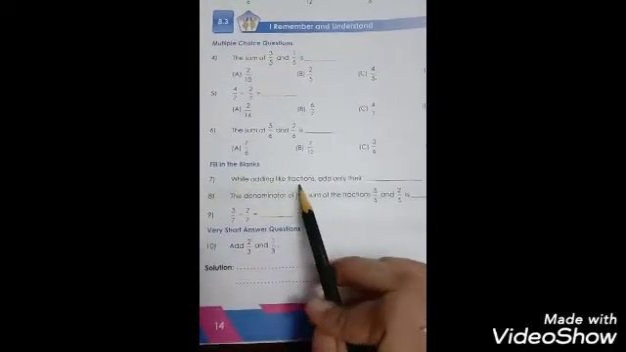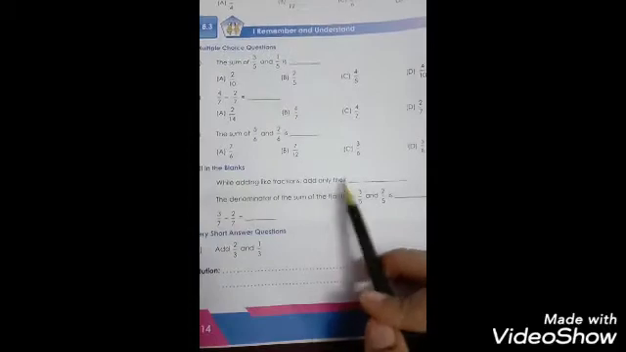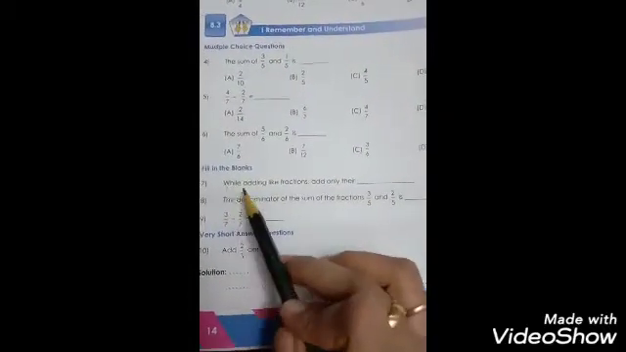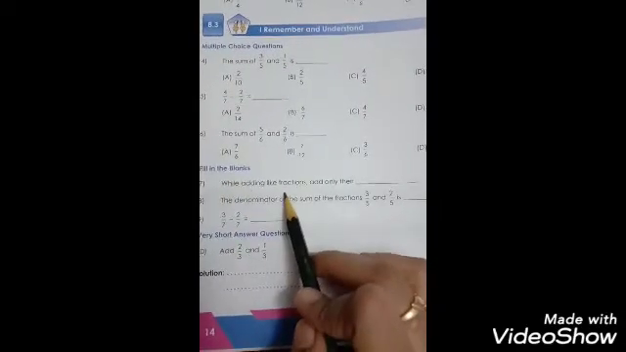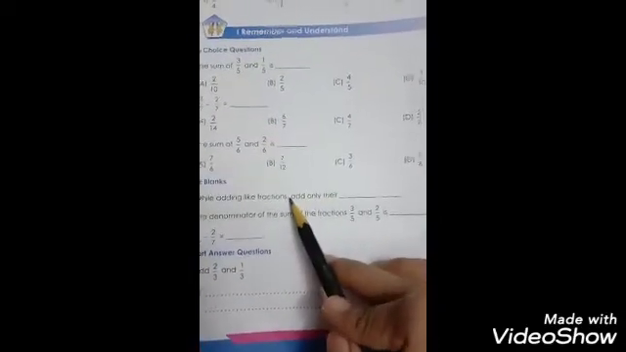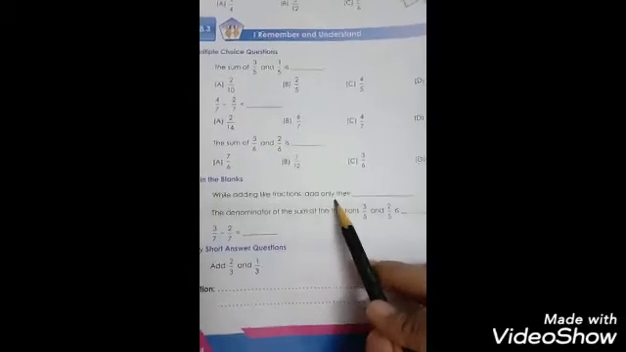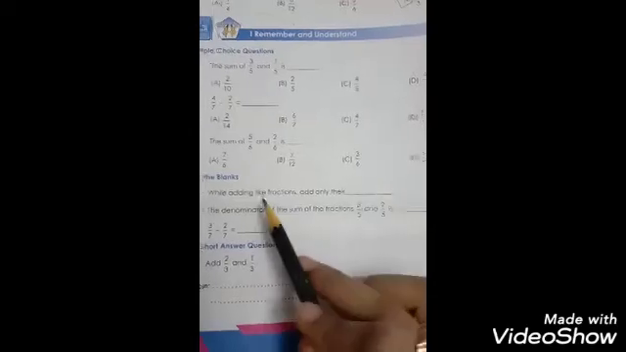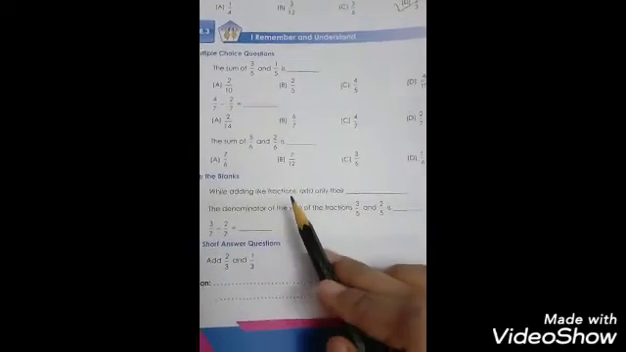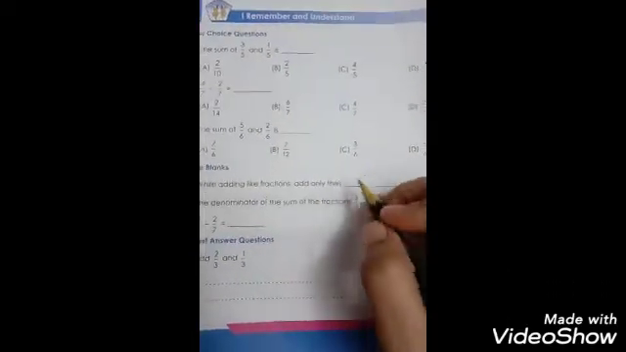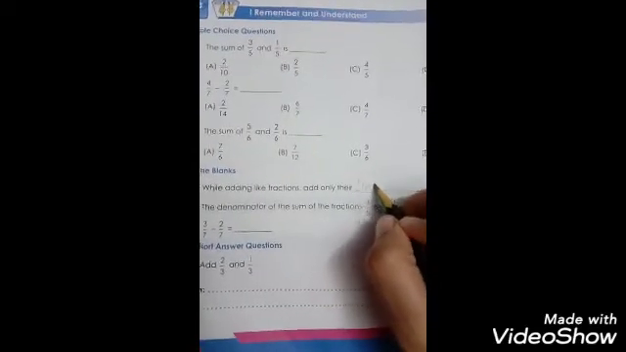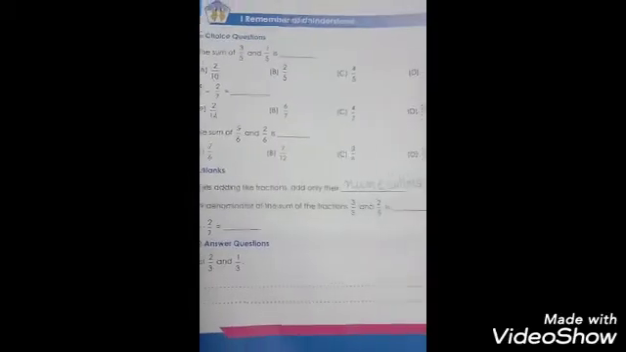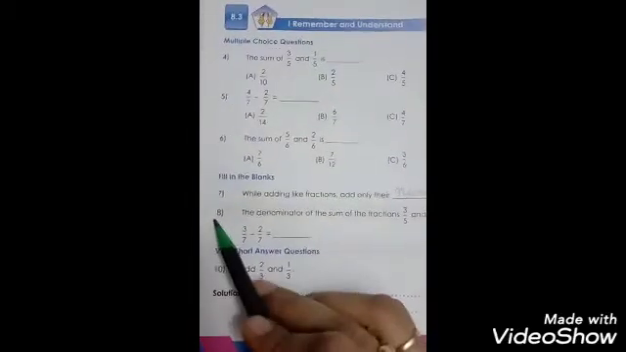While adding like fractions, add only their dash. So what you have to do, if the question is asking, add like fractions, so you will add which part? You will add only their numerators. So answer is numerator. Why? Because the denominators are same in like fraction. Alright, so here we will write numerators. Got it?